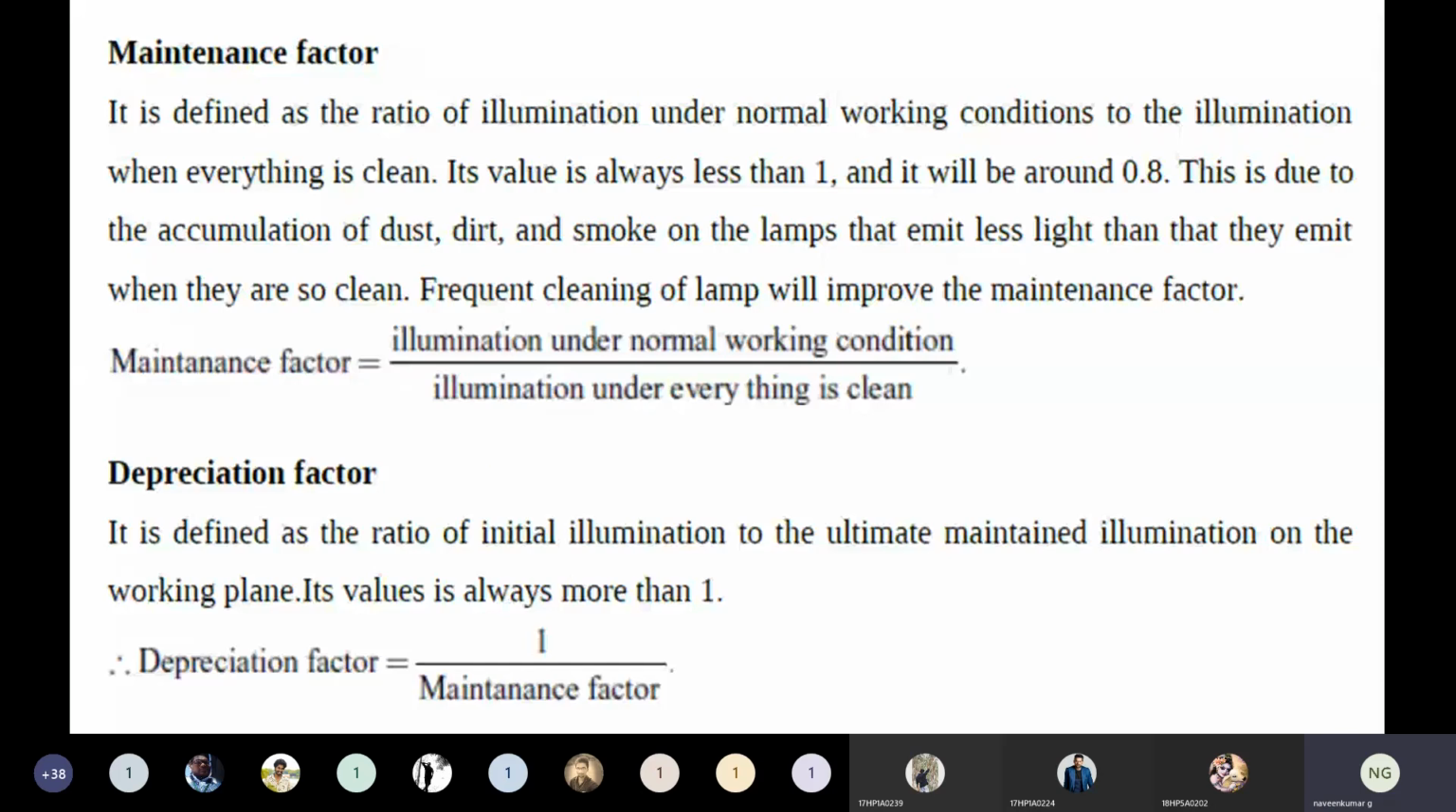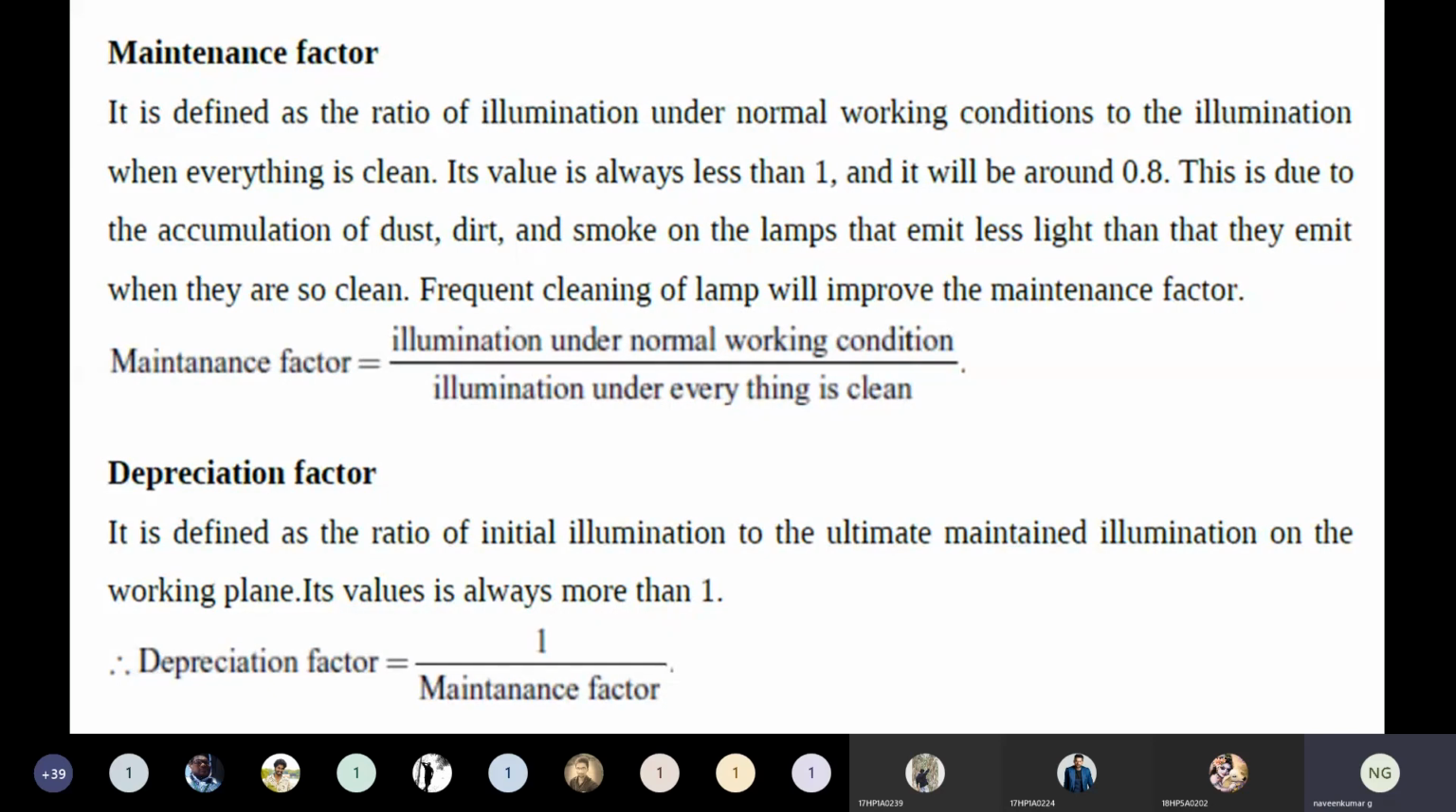So next definition is maintenance factor. Whenever your source of light is maintained properly, only then it is going to show 100% illumination for your working surface. So it should be free of dust, dirt, smoke, or any alien particles to give perfect illumination. So how do you define this maintenance factor?